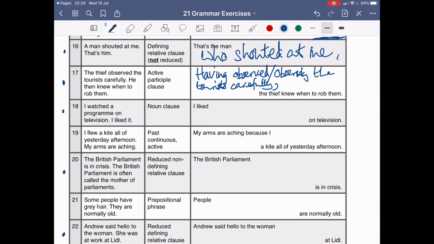18. I watched a program on television. I liked it. Noun clause. Oh, that was when we start with the WH word, typically, right? I liked what I saw on television. Yeah, that's a noun clause.